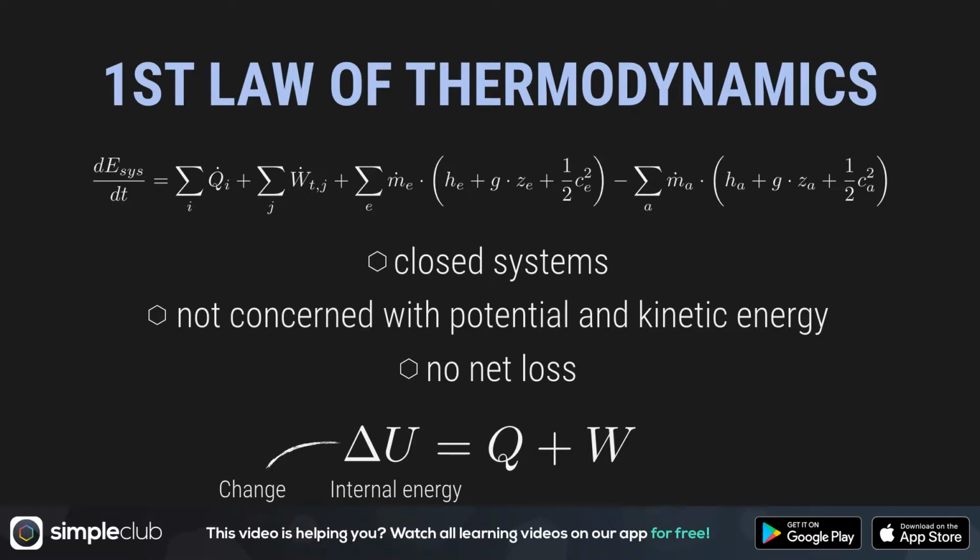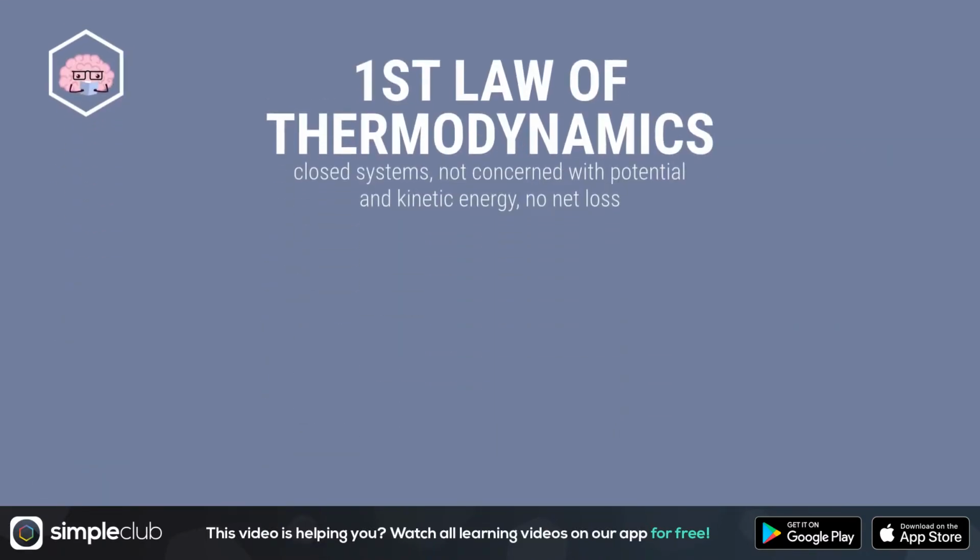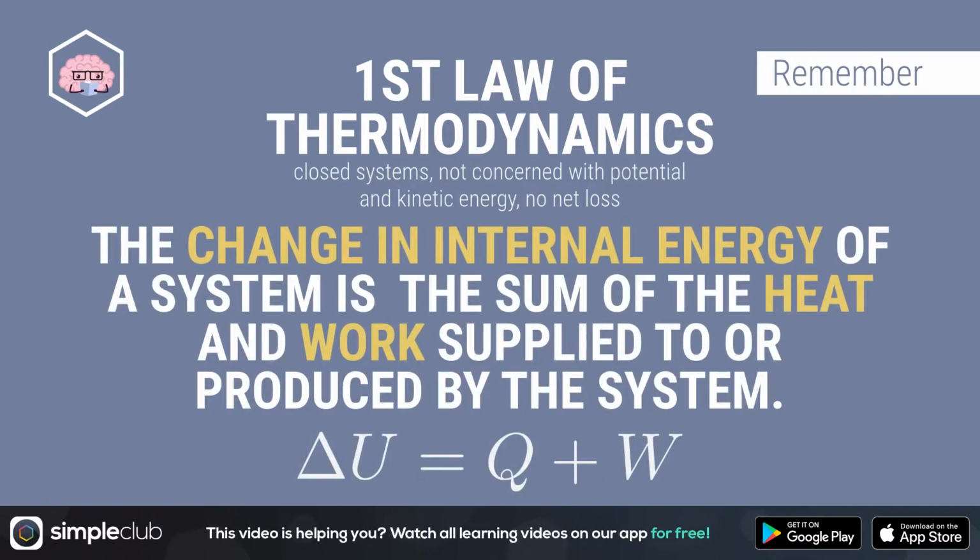And what's there on the right? Over here we've got a Q and a W. In this case, the Q represents heat, and the W just stands for the work that's done by or on the system. So this means that the first law of thermodynamics says that in a closed system, the change in internal energy is always equal to the sum of the heat and the work supplied to the system or produced by it. That's pretty much the gist of the first law, so make sure you remember it.